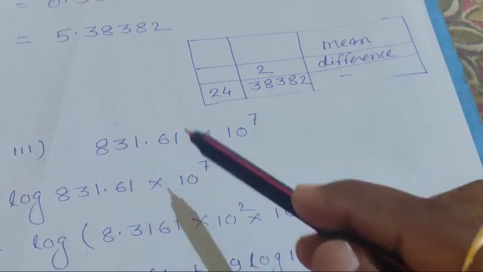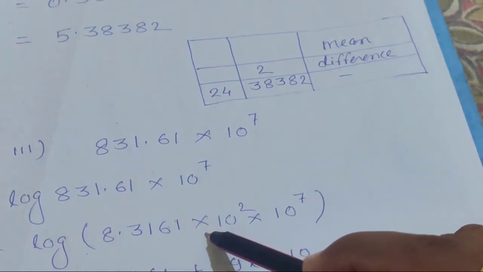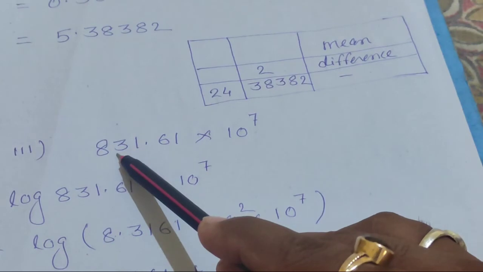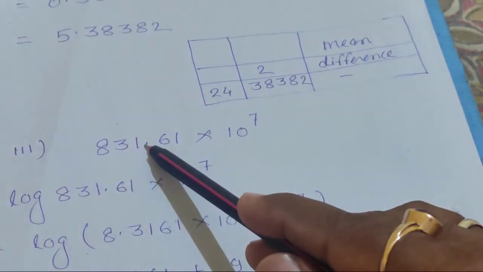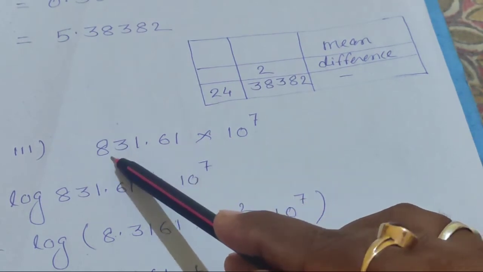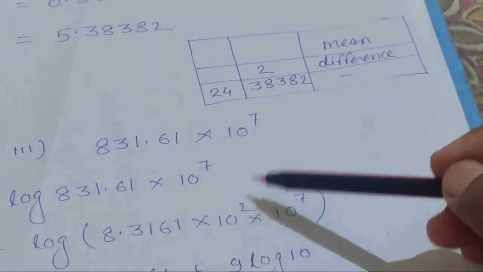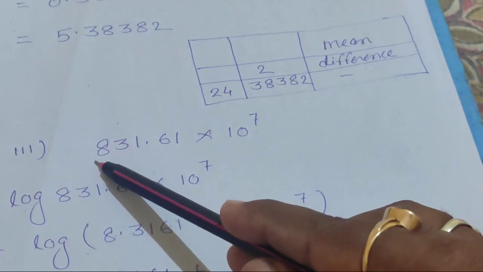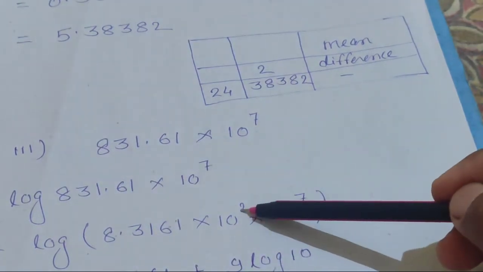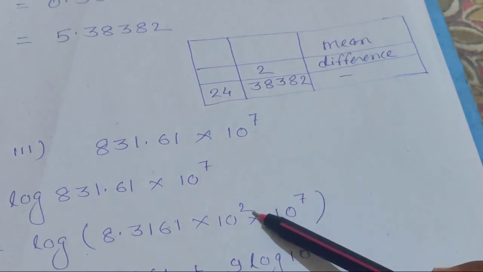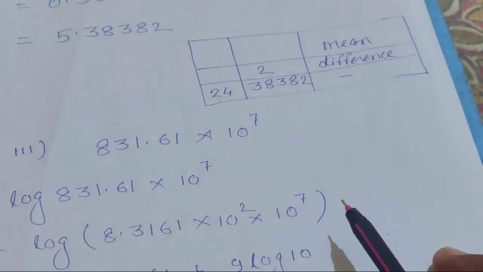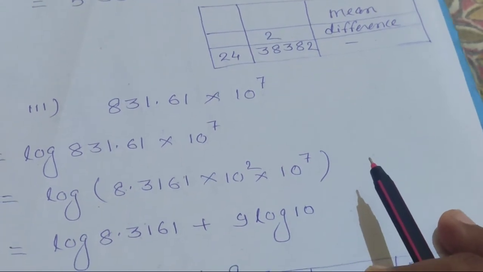So this will become 8.3161 into, I have to move the decimal 2 digits, so that's why I have written here 10 to the power 2. If I move the decimal from right to left, the power will be positive, and if I move the decimal from left to right, the power will be negative. So now this 10 square and 10 to the power 7 will become 10 to the power 9, and if I use the log, I will get characteristic equal to 9.